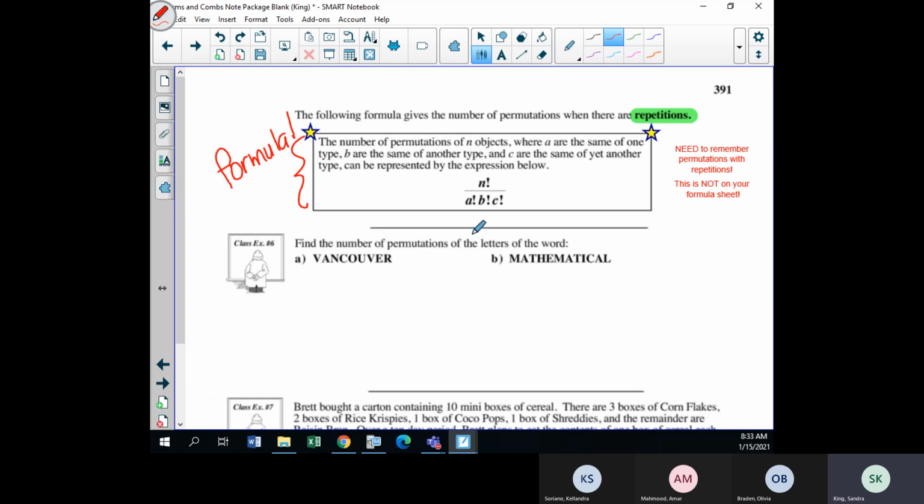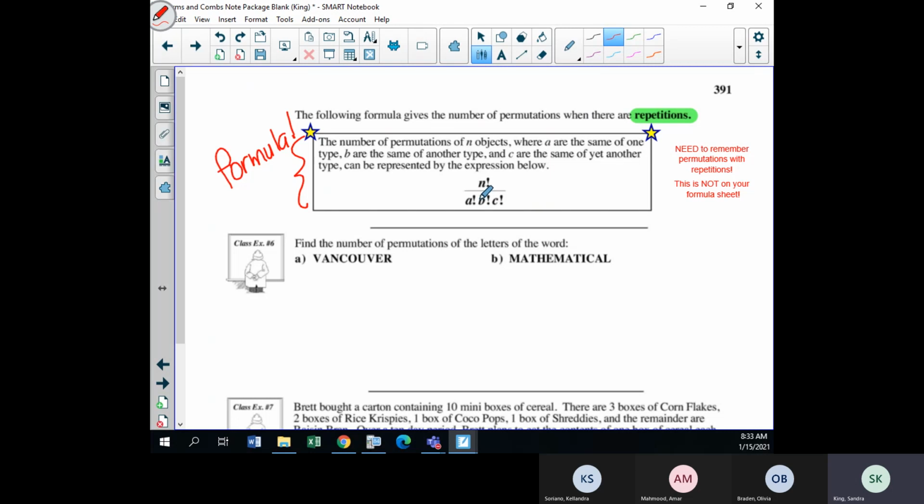Okay, so N represents the total number of letters that you're arranging, right? So you count up always the number of letters. And then the A factorial, B factorial, and C factorial, this deals with the repeats. So for example, A factorial could represent if you have repeating S's. And then let's say in a letter you had repeating D's in your word. That would be B factorial, okay?